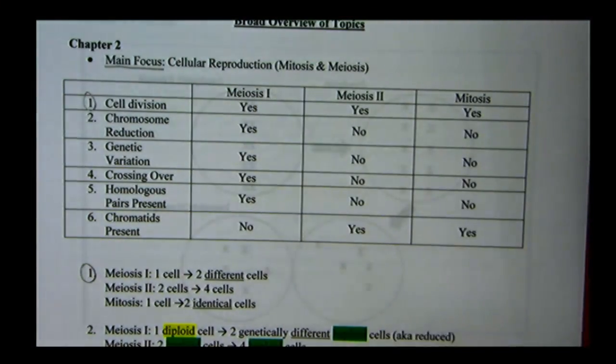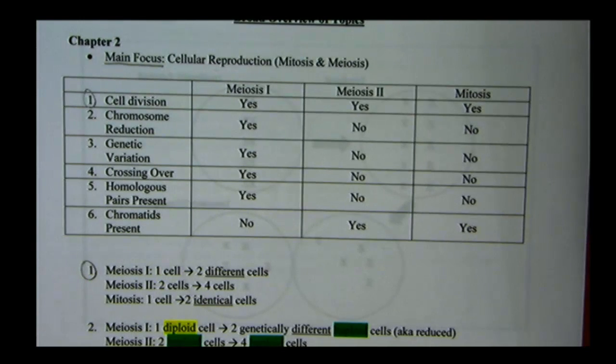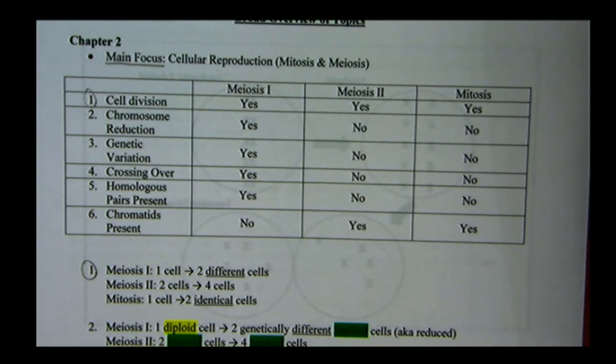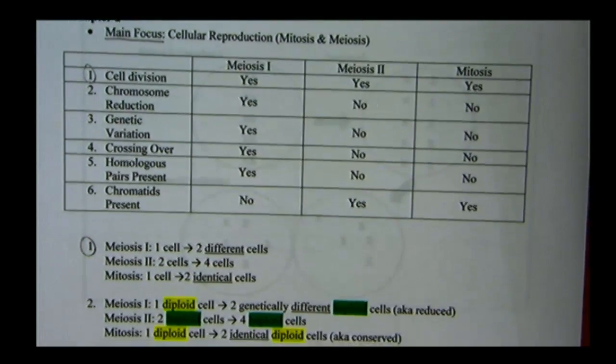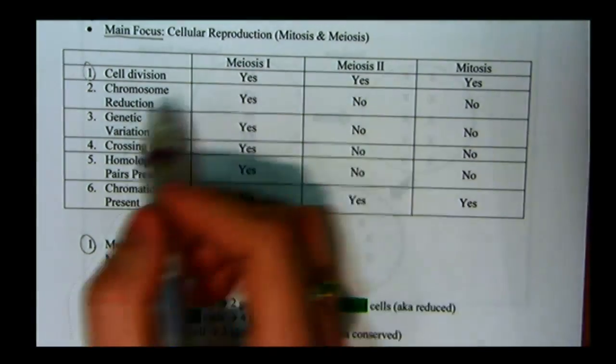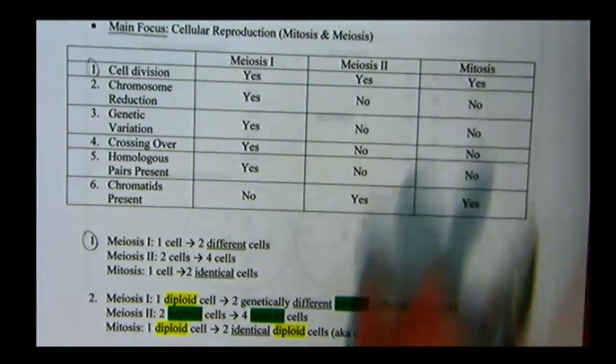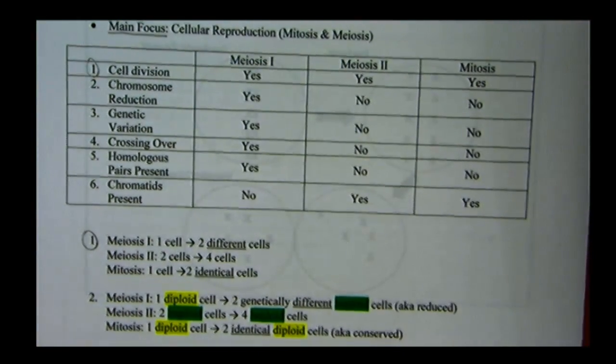Okay, so definitely cell division occurs in all types of cellular reproduction. That's the whole point, is cell division. And chromosome reduction only occurs in meiosis 1, not meiosis 2 or mitosis. And remember, I think I say it on the next page here, that meiosis 2 is basically just mitosis. You're just going from 2 cells to 4 cells. There's not a whole lot of difference in what happens, except you're working with the haploid number.